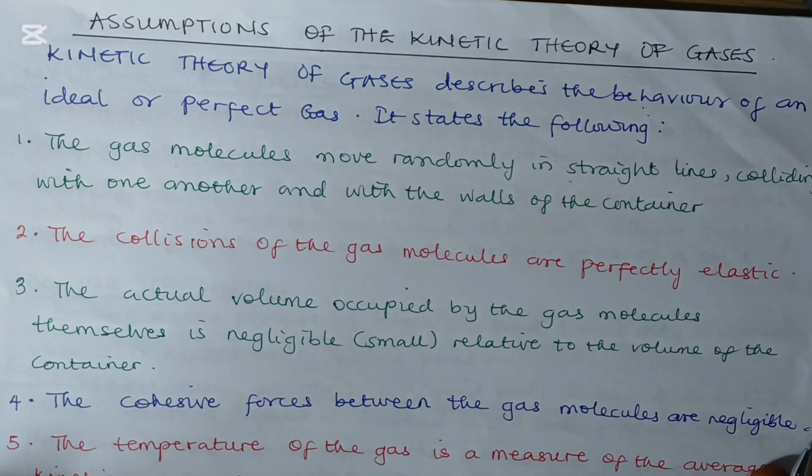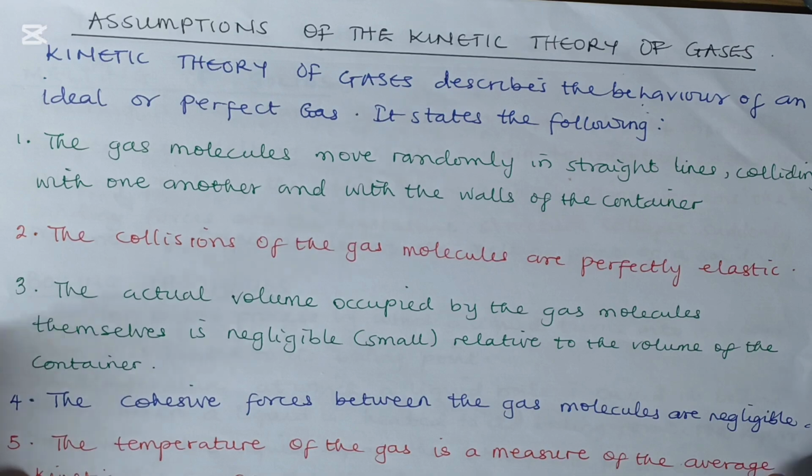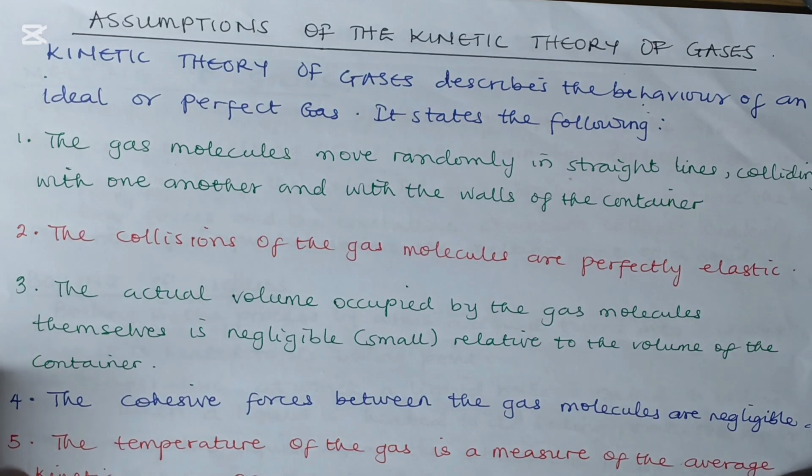Looking at the assumptions of the kinetic theory of gases, it states the following. The first one: the gas molecules move randomly in straight lines, colliding with one another and with the walls of their container. The second theory states that the collisions of the gas molecules are perfectly elastic. Now I'm going to explain the first one. Gas molecules move randomly in straight lines, colliding with one another and with the walls of the container.